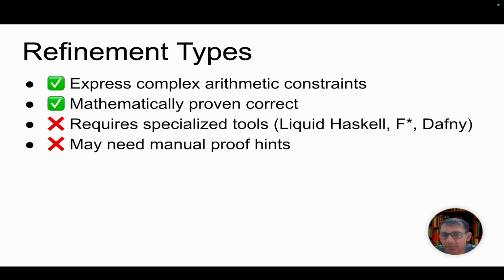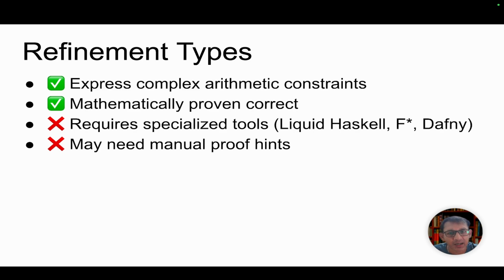However, this power comes with complexity. The type annotations become more verbose as you specify the logical predicates. The verification process can be slow for complex constraints, and sometimes the automated theorem prover cannot verify conditions that are actually true, requiring manual proof hints. Additionally, refinement types are available in specialized languages or as extensions to existing languages, not as mainstream features.